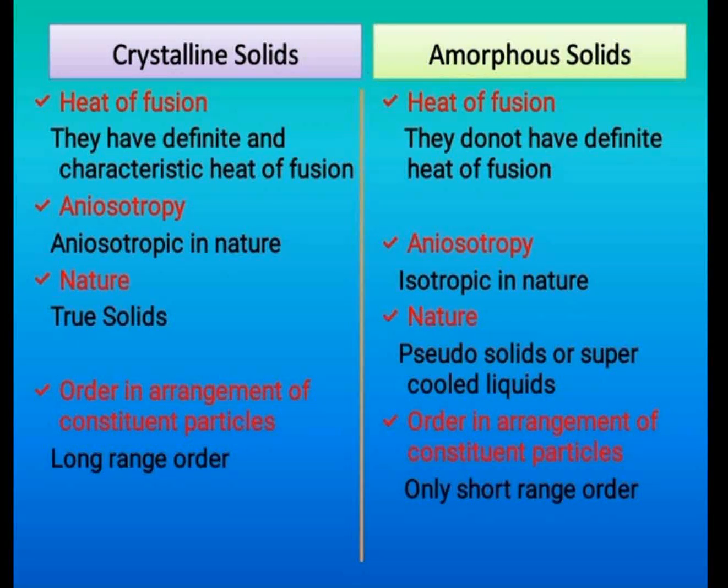Number 4, heat of fusion. The amount of heat required to convert a solid at its melting point into a liquid without an increase in temperature is known as heat of fusion. Crystalline solids have a definite and characteristic heat of fusion. Amorphous solids do not have a definite heat of fusion. Crystalline solids are anisotropic in nature. Amorphous solids are isotropic in nature.